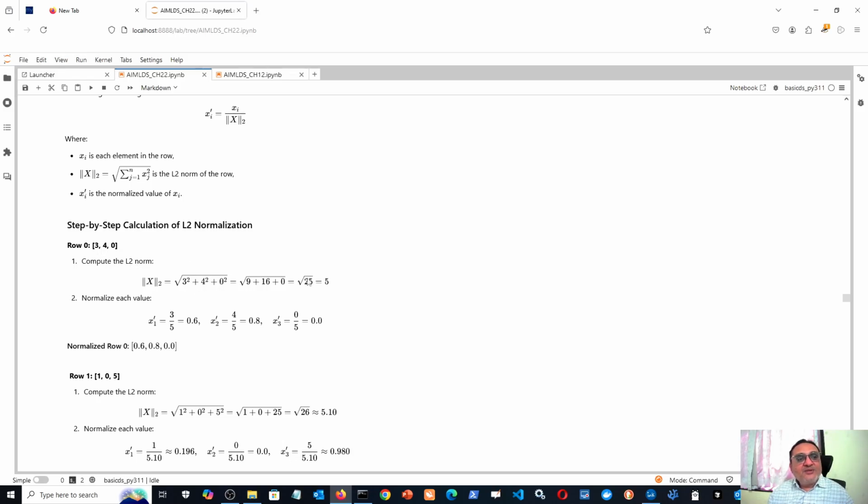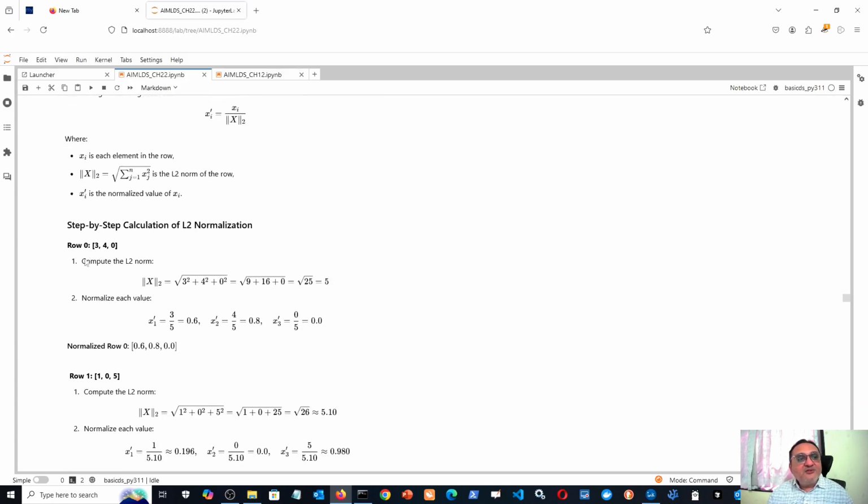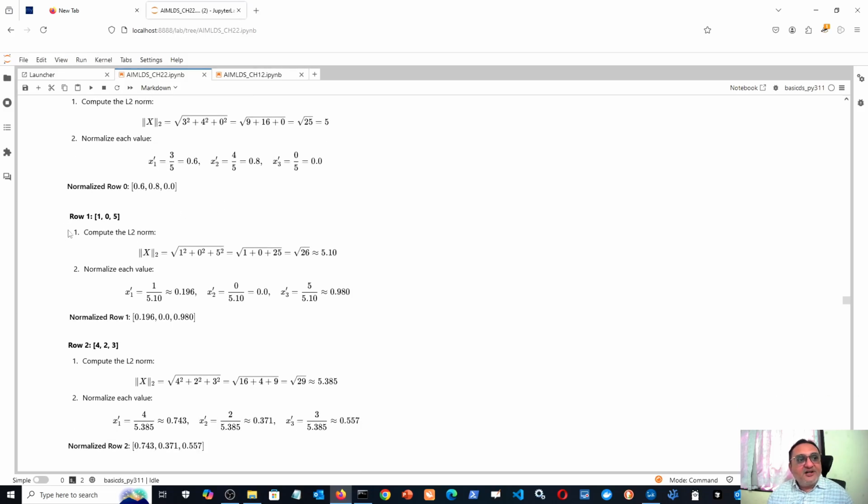So for this row its L2 norm is this, and therefore each value of the observation will be 3 divided by 5, 4 divided by 5, and 0 divided by 5. So now the normalized row, 3, 4, 0, has been converted into 0.6, 0.8, and 0. And this is a unit vector. If I find its magnitude, it will be 1 unit, right?